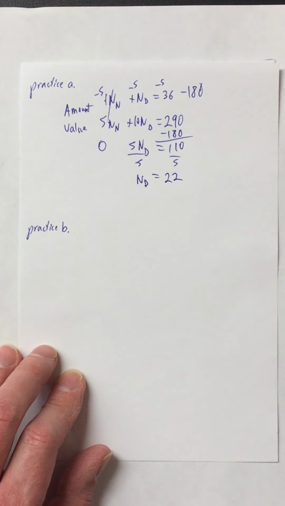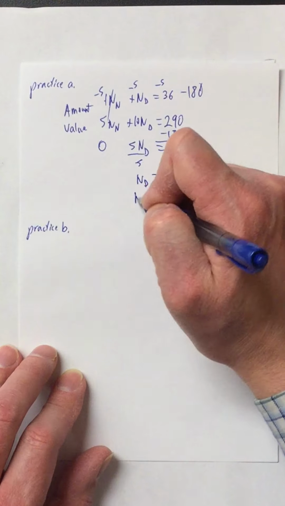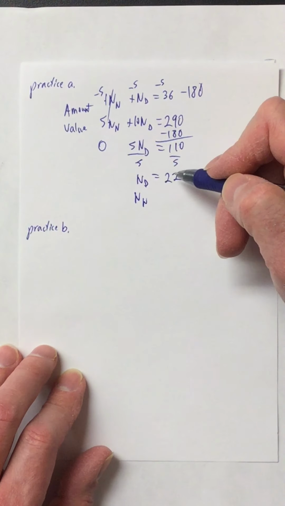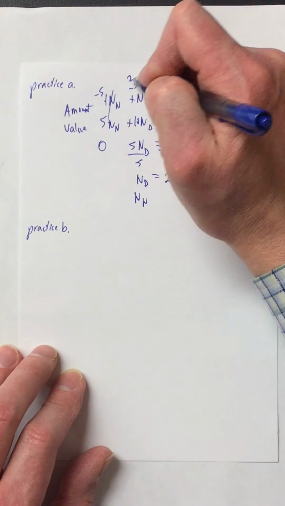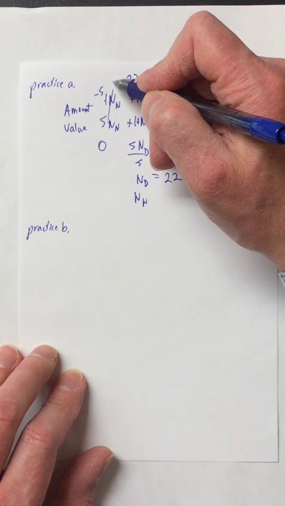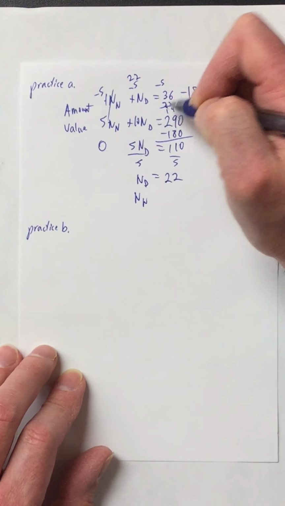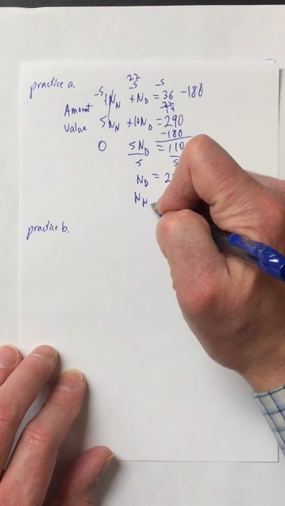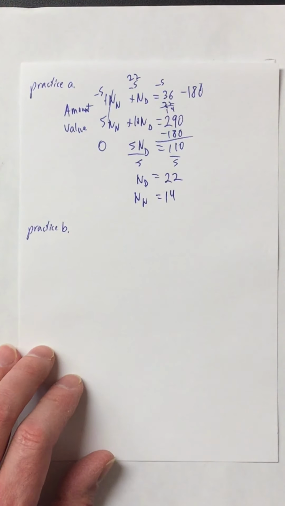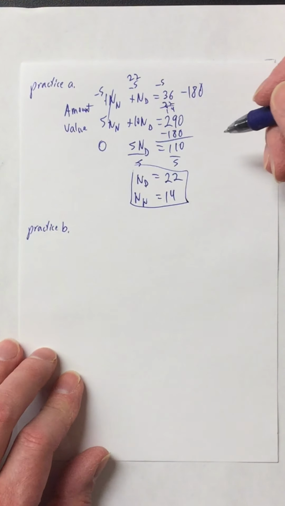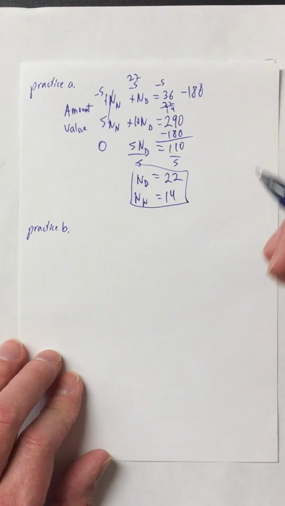This one is looking very similar, isn't it? Now I need a number of nickels and use substitution. If my number of dimes is 22, then I can subtract that from 36, and it looks like I get 14 for the number of nickels. Okay, once you get your 2 equations set up, then after that is just our normal algebra as we're solving.